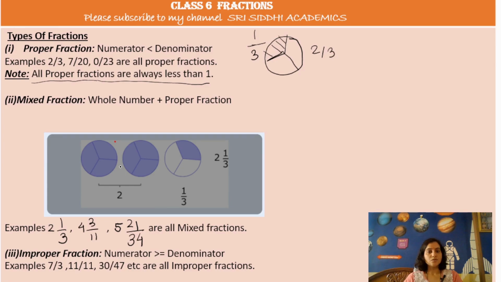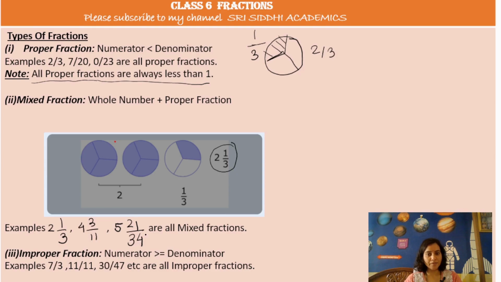सो उसने टोटल कितना खाया? 2 फुल रोटीज और थर्ड रोटी का 1/3. So how will we represent? We will represent by a mixed fraction like this, 2 1/3. Okay. So some other examples are 2 1/3, 4 3/11, 5 21/34.